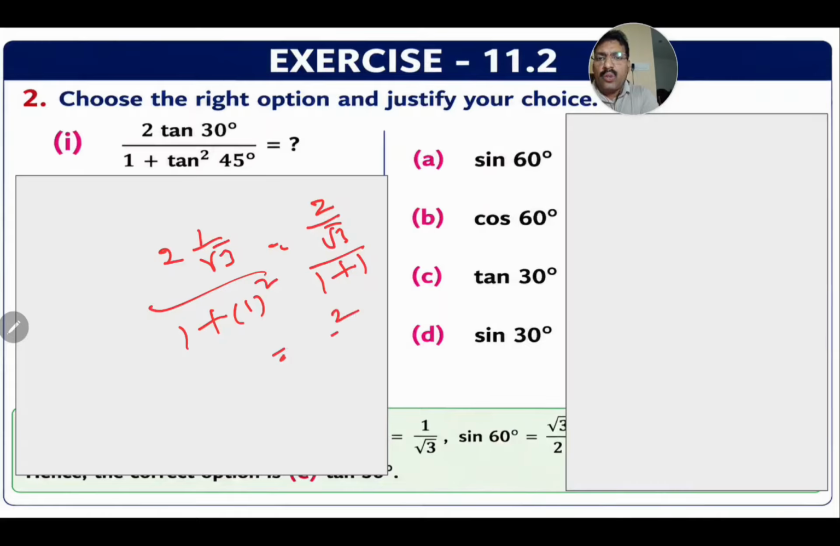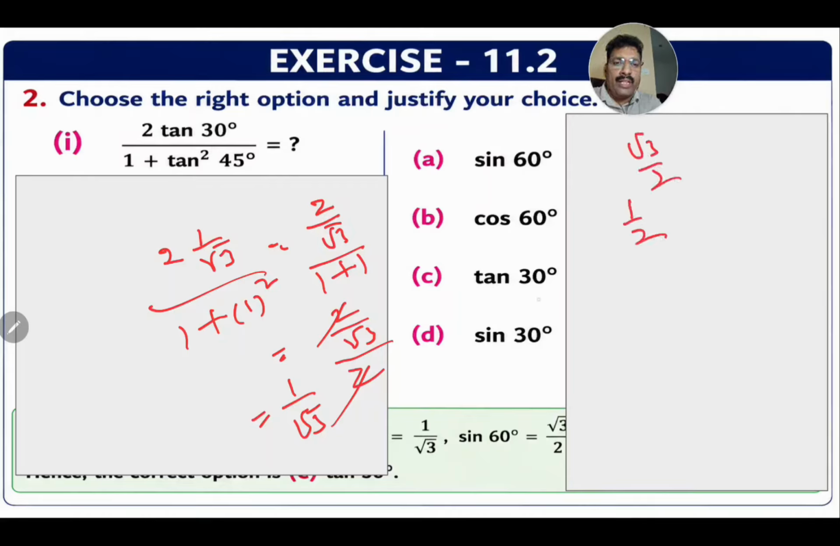So that gives 2 by root 3 divided by 2. So here 2 and 2 will get cancelled. Finally we got 1 by root 3. So 1 by root 3, which option is correct out of the 4 options, you have to verify. Sin 60 degrees value, we know that sin 60 degrees value is root 3 by 2, first option. Cos 60 degrees value is 1 by 2, we know that. Tan 30 degrees value 1 by root 3 and sin 30 degrees value 1 by 2.